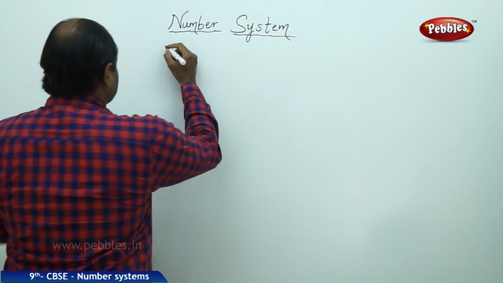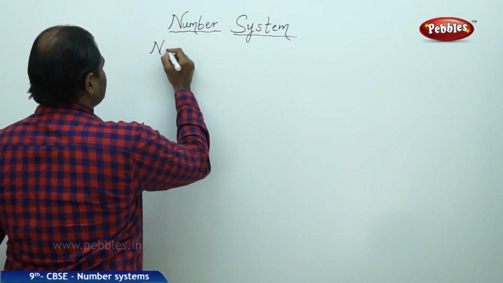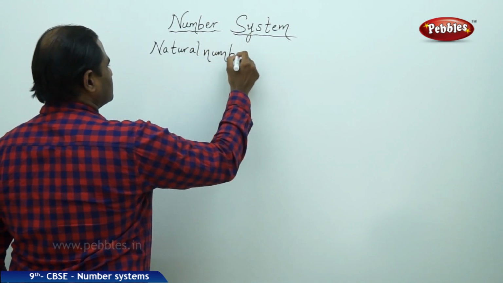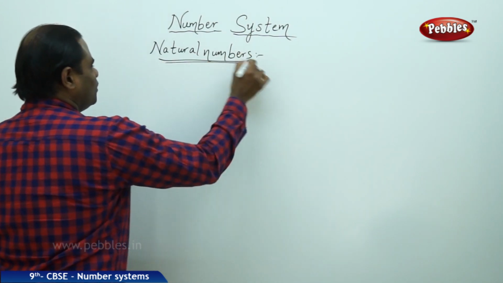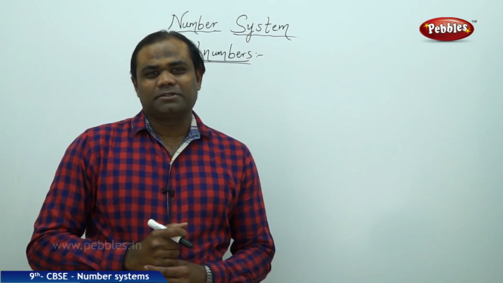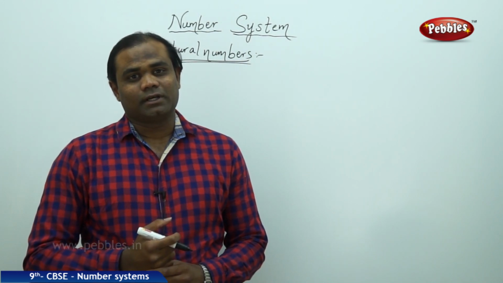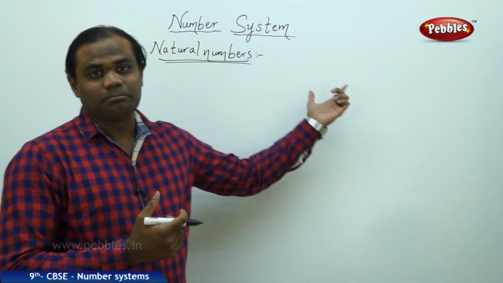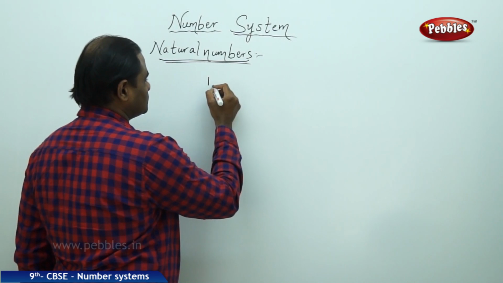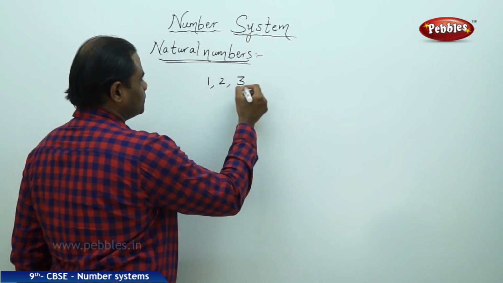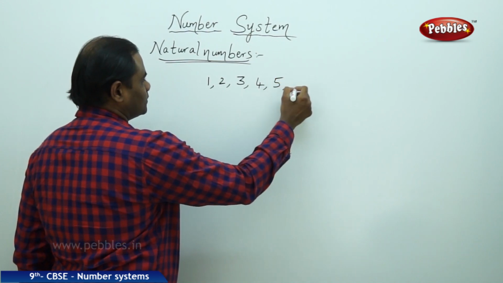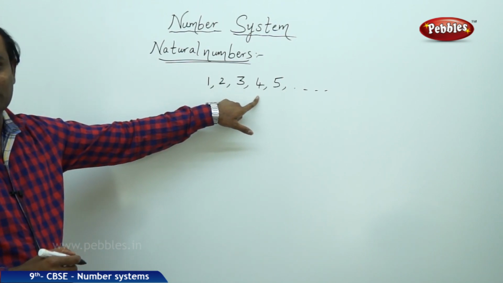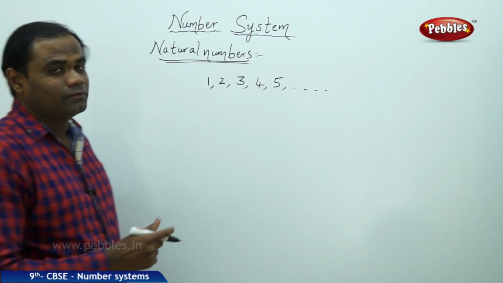Coming with natural numbers. What are natural numbers? Natural numbers are the numbers which cannot be expressed in fraction form other than with the denominator being 1. Say for example, I take the natural numbers to be starting from 1, 2, 3, 4, 5, and so on and so forth. The reason being that they cannot be expressed in a fraction form but can be expressed on the whole with denominator as 1.